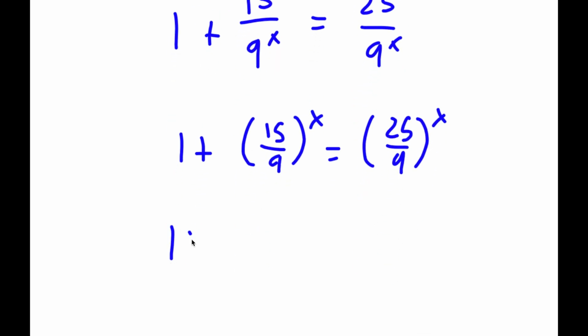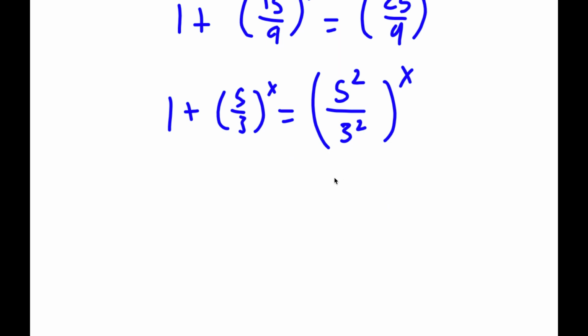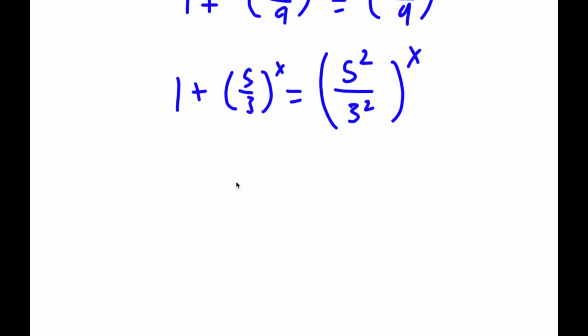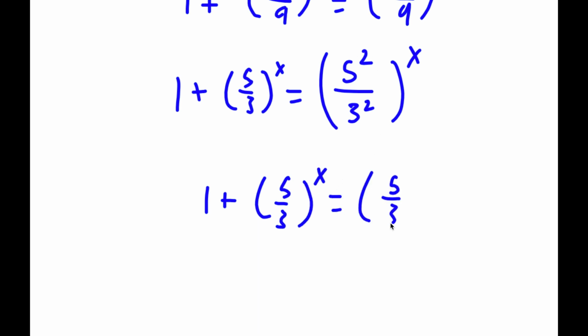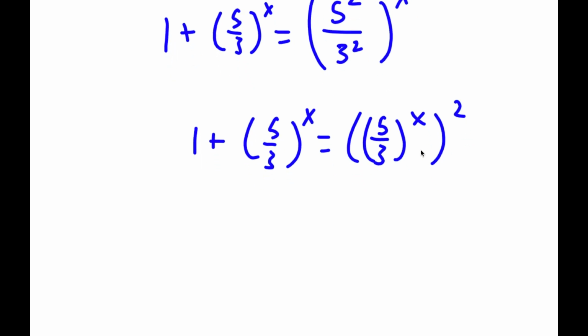Now 15 over 9, that's going to be simplified to 5 over 3. And 25 over 9, we can rewrite 25 as 5 squared and 9 as 3 squared. So now I have 5 squared over 3 squared to the power of x. Now, I can write 5 squared over 3 squared as 5 over 3 to the power of 2 to the power of x. And I'm actually going to switch the places of these two. So this is going to be to the power of x to the power of 2.